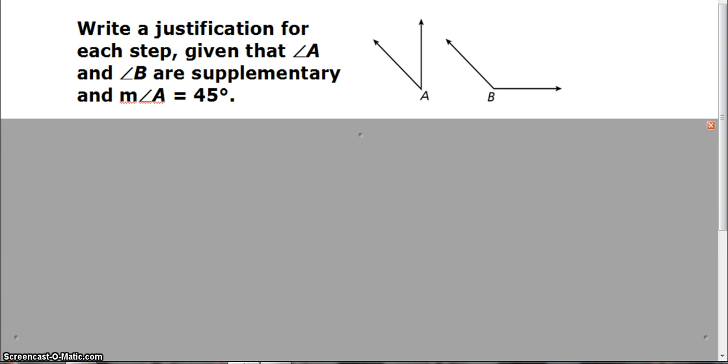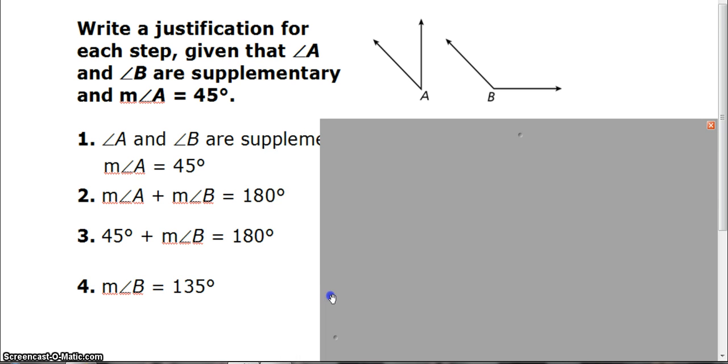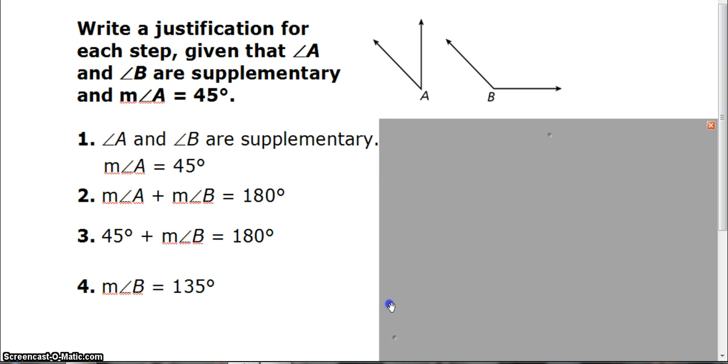So write a justification for each step, given that angle A and angle B are supplementary and the measure of angle A is 45 degrees. So the first kind of question you'll have is you'll be given the steps of the geometric proof, and we're just going to practice coming up with the reasoning, your justification. So if angle A and angle B are supplementary, the measurement of angle A equals 45 degrees.